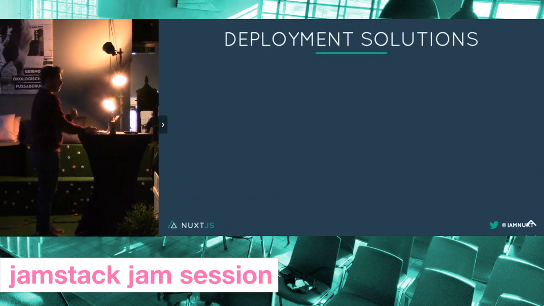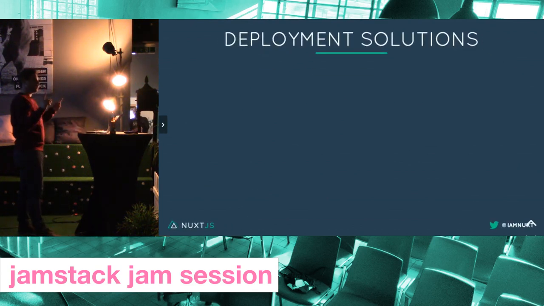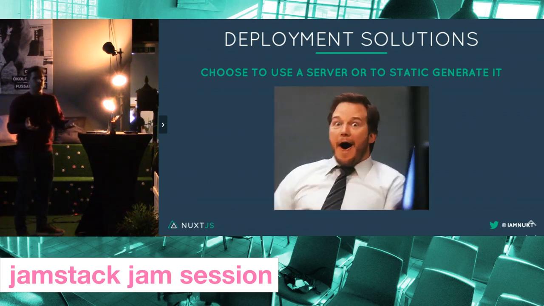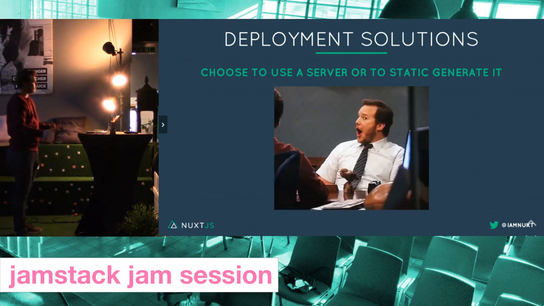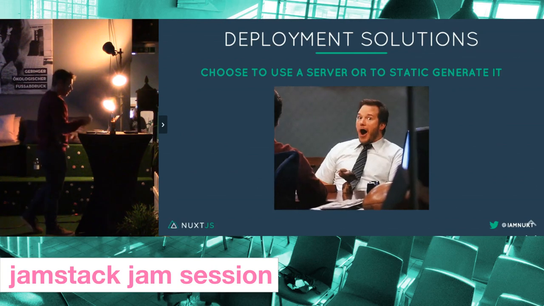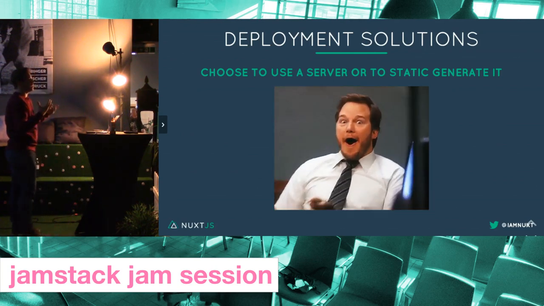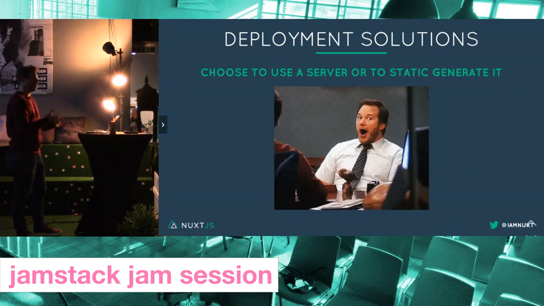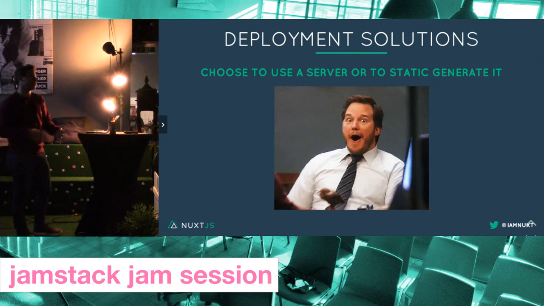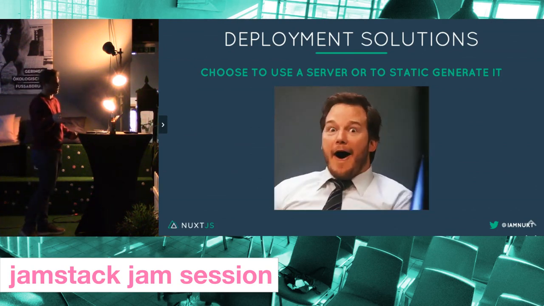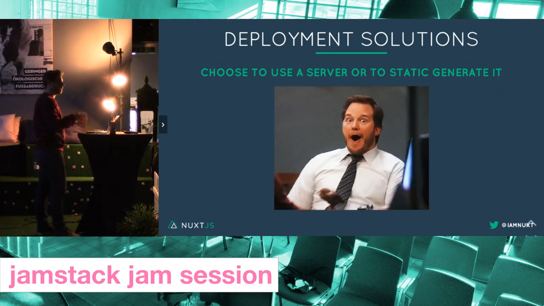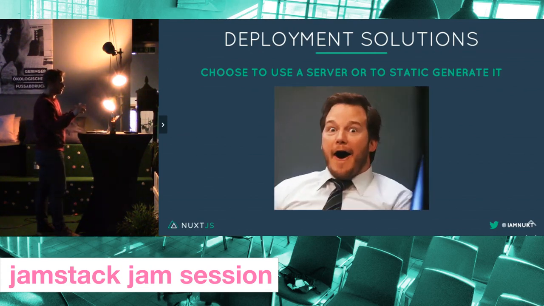Well, with this in mind, with these two modes, you can decide if you need a server or not. So you get two different deployment solutions: choose a server or choose a static generation. That's how it is. When we started to think about it, it's like, okay, some websites need to be dynamic, so we need a server. For some, the client doesn't change the content very often, so it's going to be static. So with the same code base, I repeat, you can choose SPA, universal server, or static.